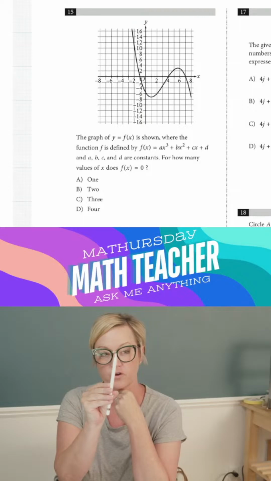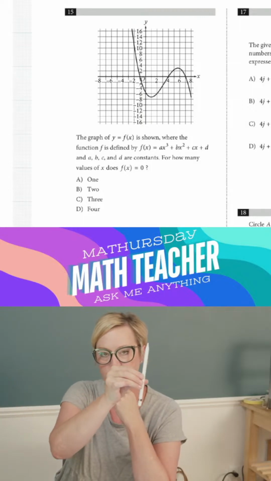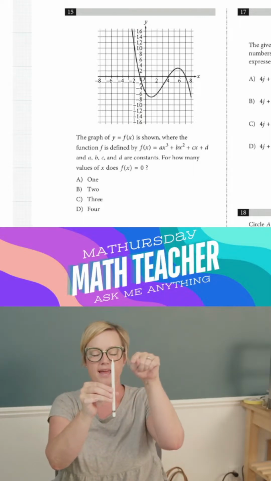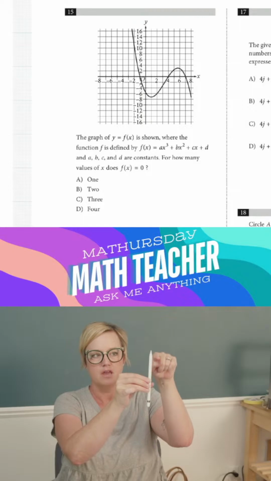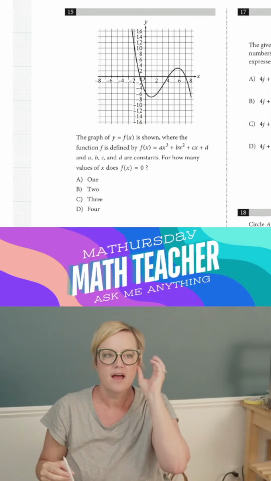You can check with the vertical line test. If you run a vertical line across the graph, and it crosses it just one time, then it's a function.